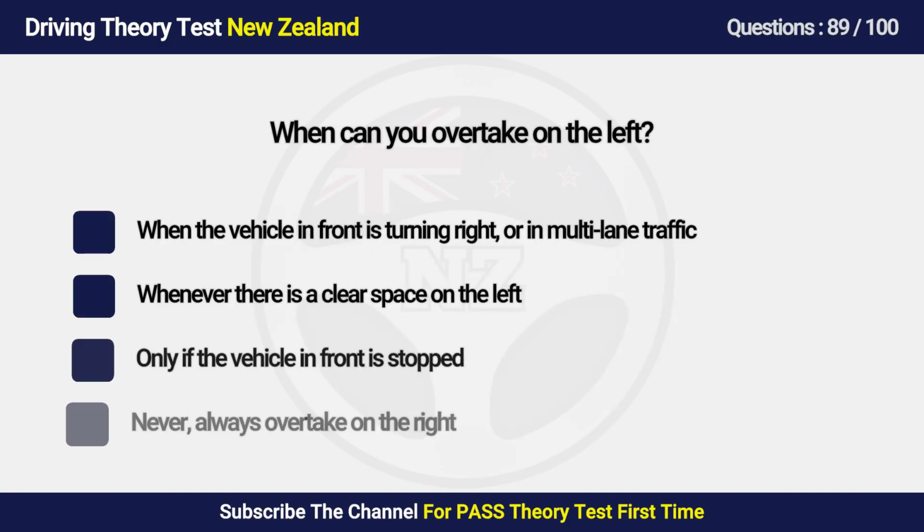Question 89. When can you overtake on the left? A. When the vehicle in front is turning right or in multi-lane traffic. B. Whenever there is a clear space on the left. C. Only if the vehicle in front is stopped. D. Never, always overtake on the right.